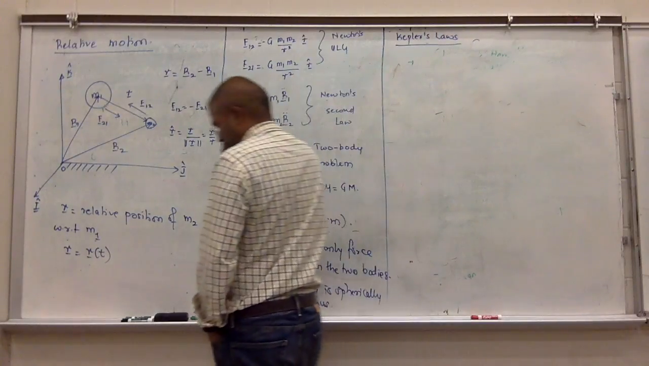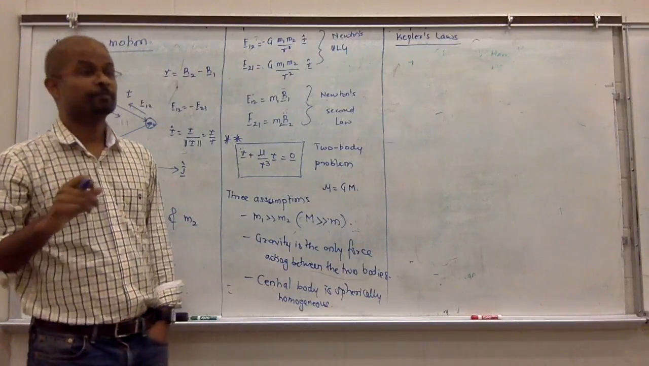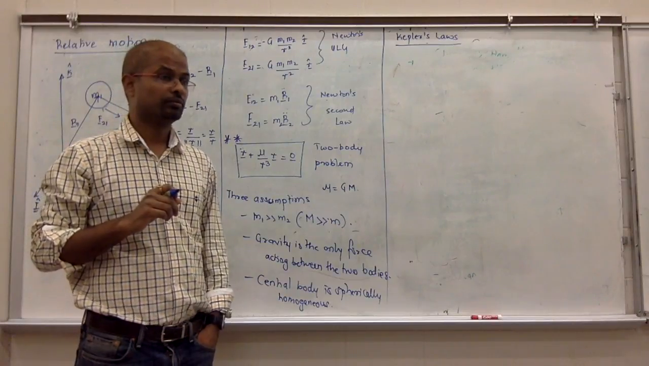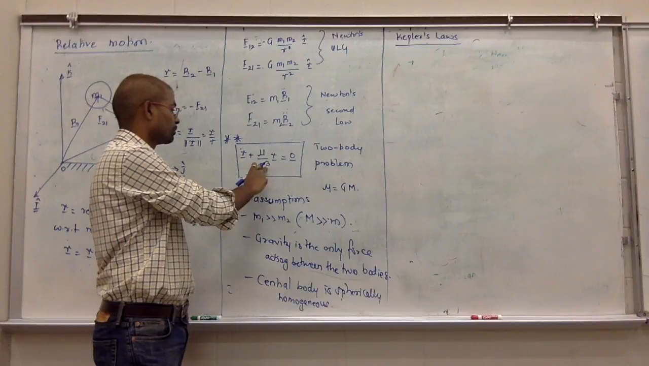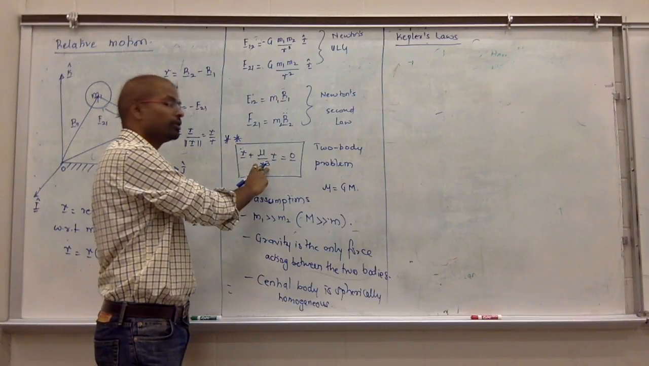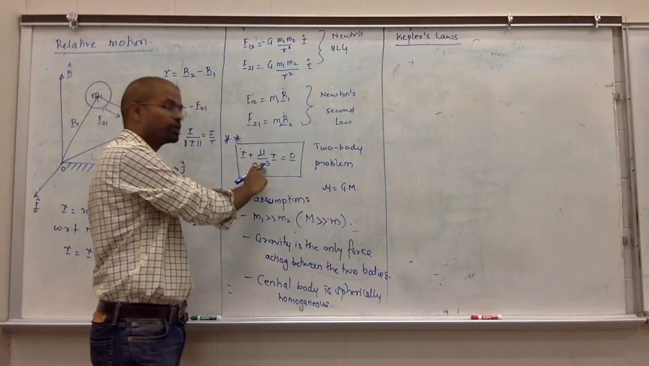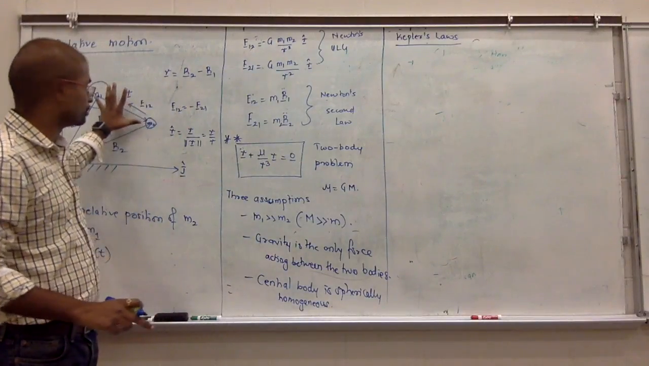Now let's look at Kepler's laws. Until Kepler came along in the 1600s. Yes, I noticed that two of these R's are vectors and then on the bottom isn't. That's the radius, R cubed. This is just the magnitude of the distance.